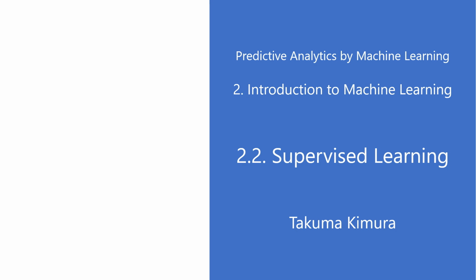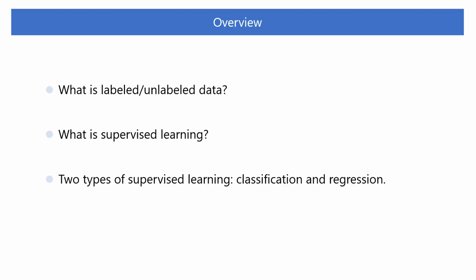Chapter 2, Section 2, Supervised Learning. Supervised learning uses labeled data. So, this section first explains what labeled data and unlabeled data is. Next, I will explain what supervised learning is. Then, I will explain two types of supervised learning: classification and regression.